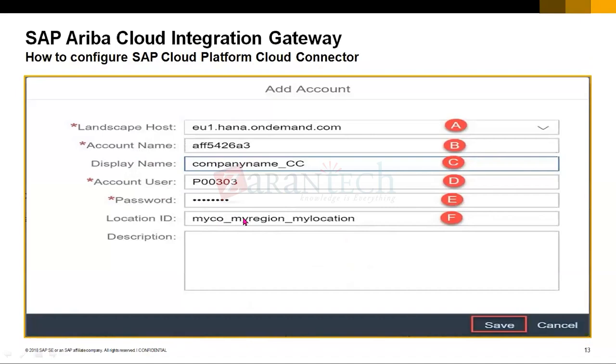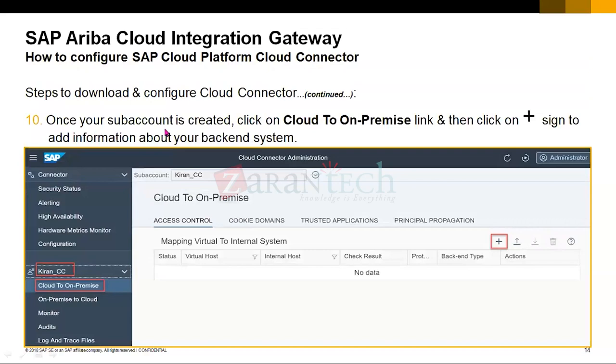And in the 10th step, once your sub account is created, click on the Cloud To On-Premise link, and then click on the plus sign to add information about your backend system. Since we are going to connect our cloud to the on-premise solutions, on the left-hand side, down below, we can see Cloud To On-Premise. We have to click on this option. Then you will get the plus option here.